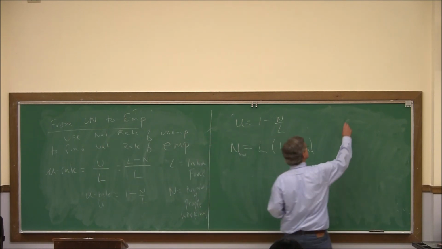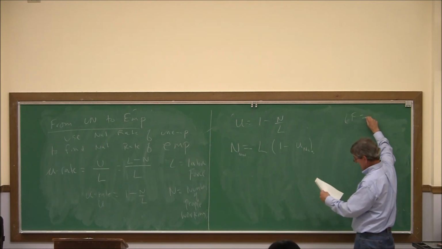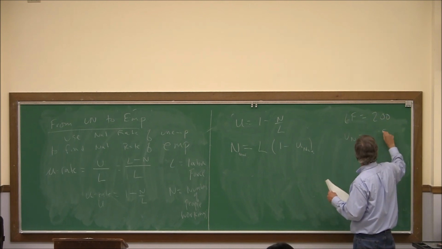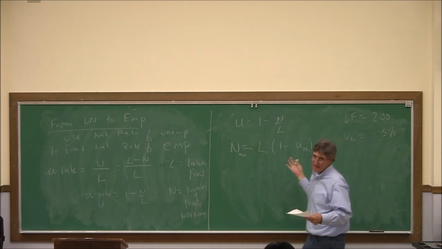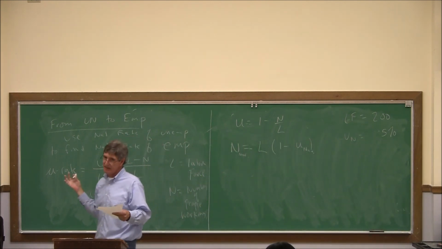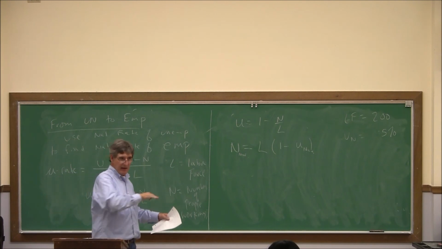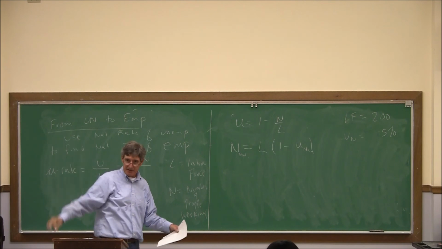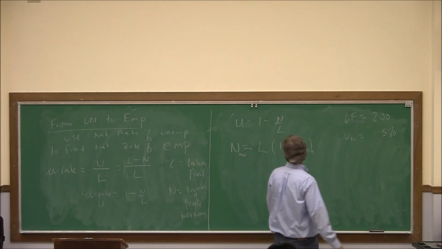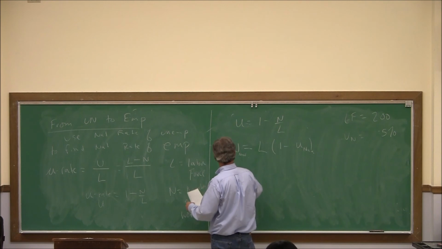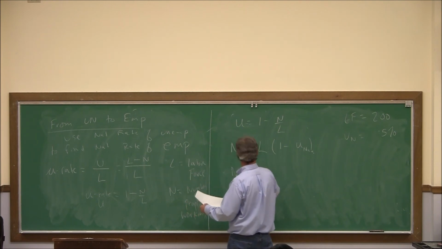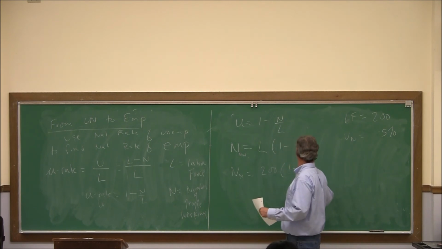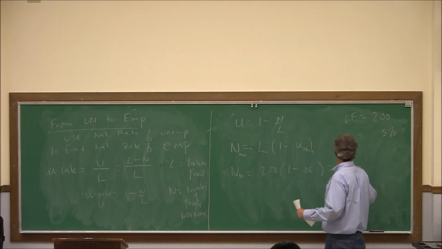So if the labor force is 200 and the natural rate is 5%, like it was, say, in the 60s or the 90s. The natural rate went up, and then it came back down in the 90s and spiked back up recently. Say it's 5%, then the natural rate of employment would be 200 times 1 minus 0.05, or 190 people.